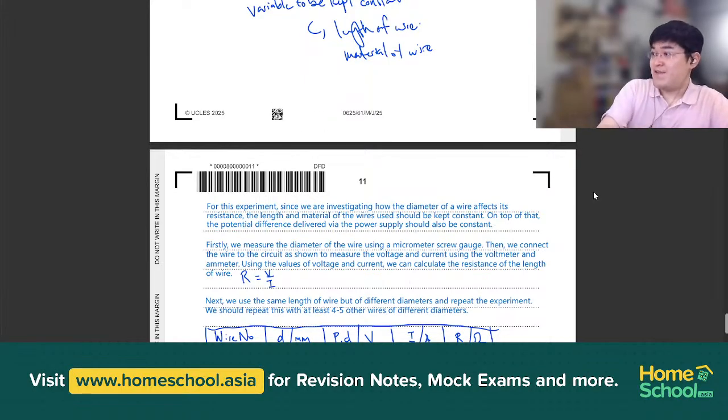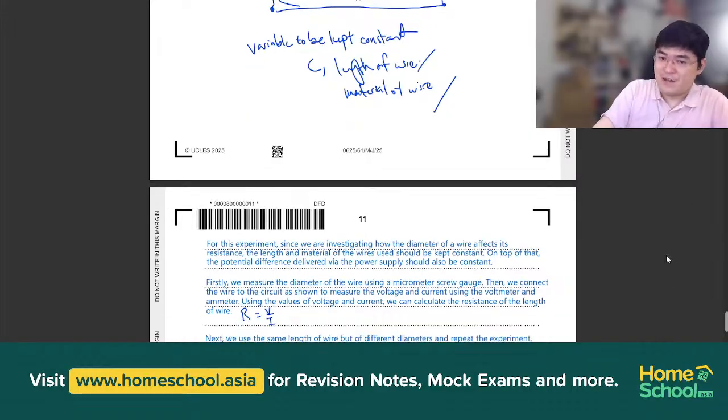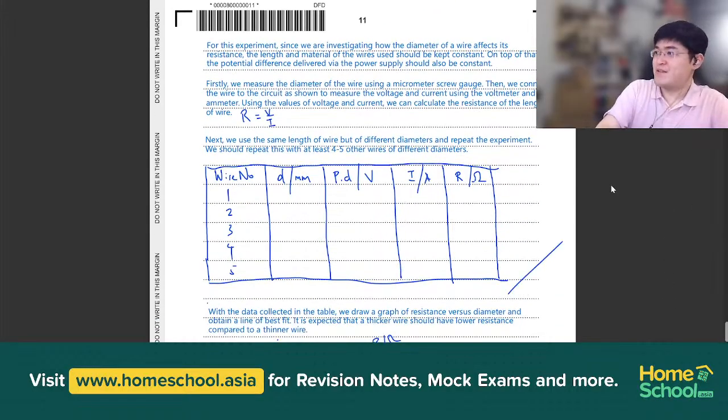And 1 mark is given for one variable to be kept constant, which we have written: length of wire and material of wire. 1 mark is awarded for a drawn table over here of the wire number, the diameters of each wire, the potential difference, the current, and the resistance of each wire.